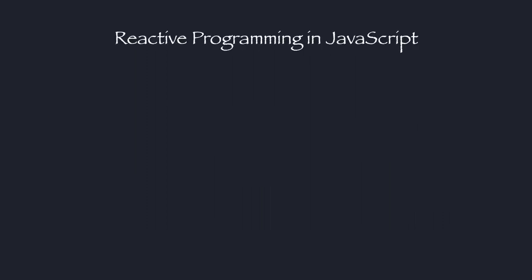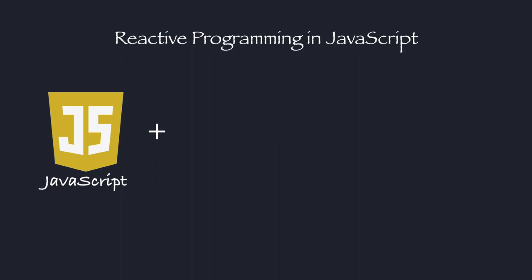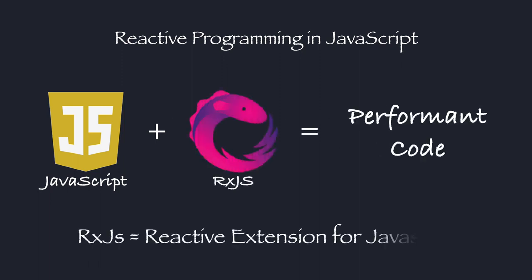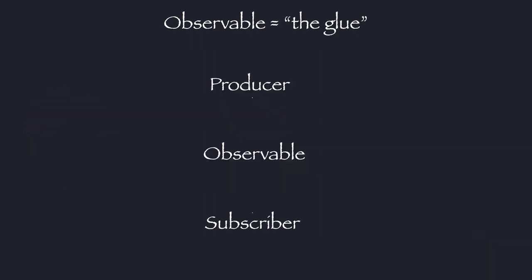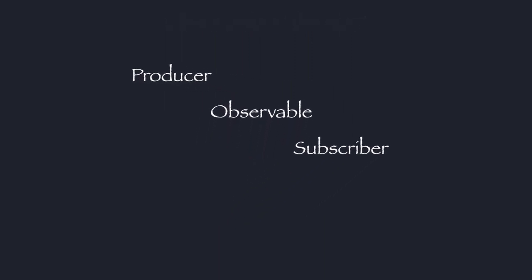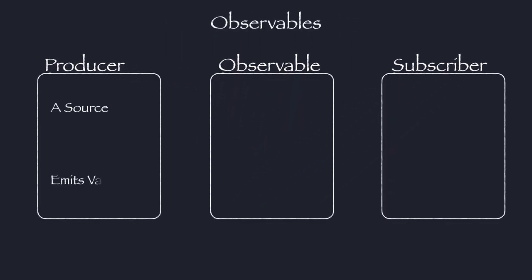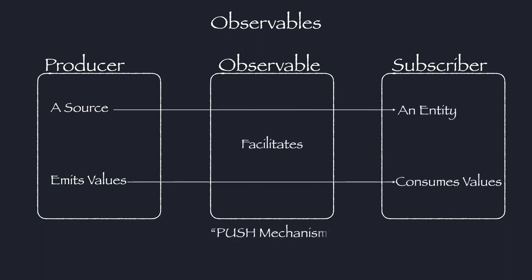Now that we know the benefits of reactive programming, let's examine it in JavaScript. RxJS is a reactive extension of JavaScript that enables reactive programming by introducing observables. Observables bring together data stream producers and the observant subscribers. Observables can be seen as the glue that sits between the data stream producers and the subscribers. A producer is a data source that emits values. A subscriber is an entity that consumes those values, and the observable facilitates the push mechanism to get the values to the subscriber as soon as they are emitted.